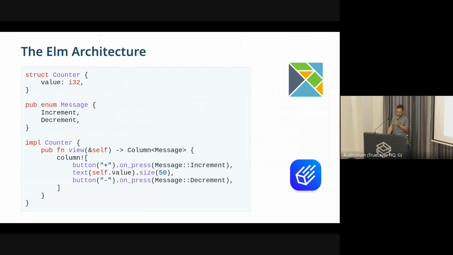So the way this works is you define a view function over some application state type, which returns a description of the UI. And then events return this message type that you define. And then separately you define a function which takes a message and the old state and updates the state. So this is very testable. That's one huge benefit of it.